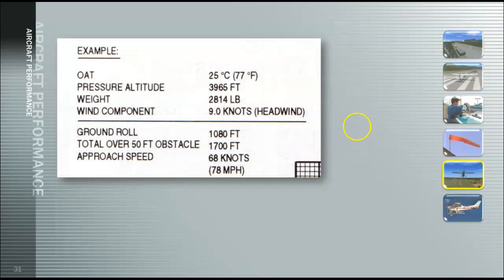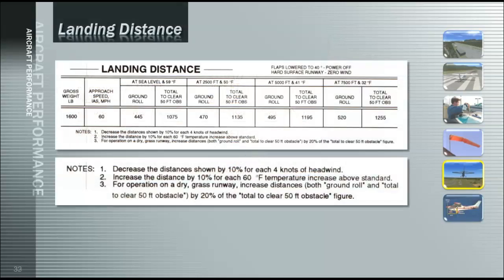So the ground roll would be 1,080 feet. The total distance over a 50-foot obstacle required would be 1,700 feet with an approach speed of 68 knots. Now here's a landing distance table that you might find in other POHs, and it gives an approximate weight, and then it gives sea level and standard temperature, ground roll of 445 feet at sea level and at standard temperature, and the total to clear a 50-foot obstacle of 1,075 feet.